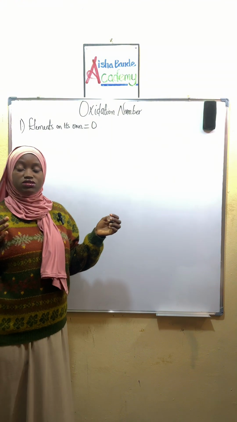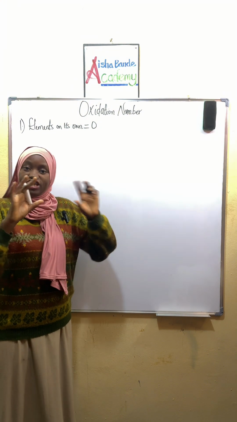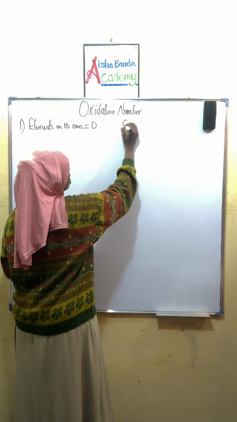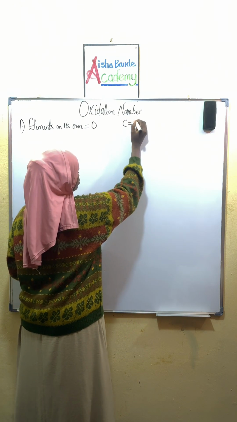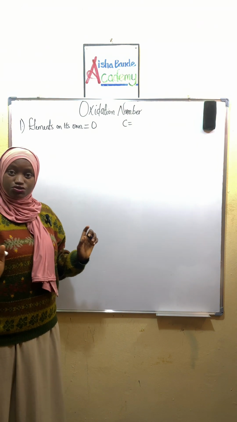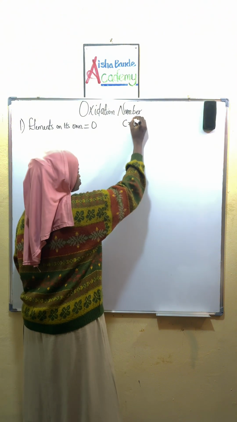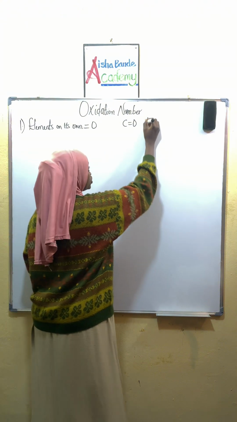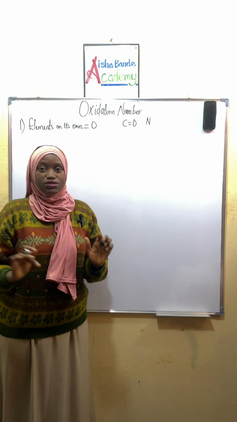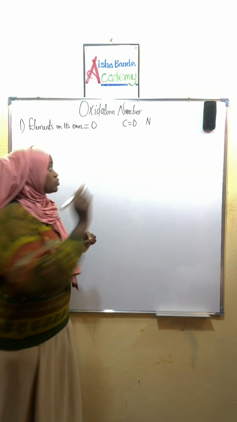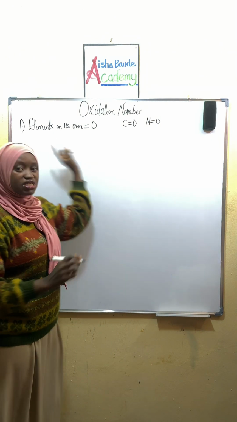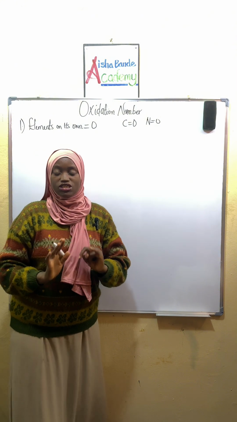So what this means is that for any element standing on its own, for example, let's say carbon, when we see carbon standing on its own like this, with no other elements attached to it, the oxidation number is 0. When we have nitrogen standing on its own, as we can see, no element is attached to it, the oxidation number of this element is equal to 0. So this is what rule number 1 means. Any element on its own is equal to 0.